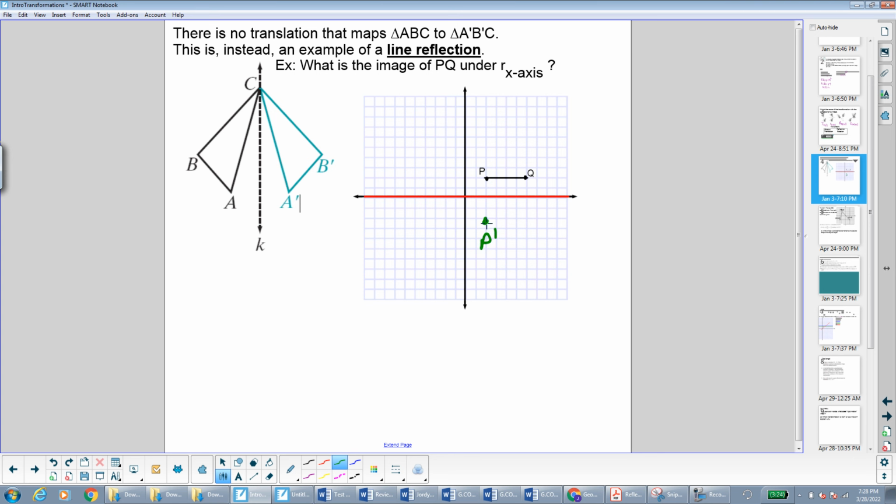Equidistant from the line of reflection. That's what the image point and the pre-image point should be. So once again, for Q, it's 1, 2 spaces to the line of reflection, so 1, 2 spaces from the line of reflection should be Q prime. And there we have it. We have P prime, Q prime, the reflection of PQ under a reflection in the x-axis.